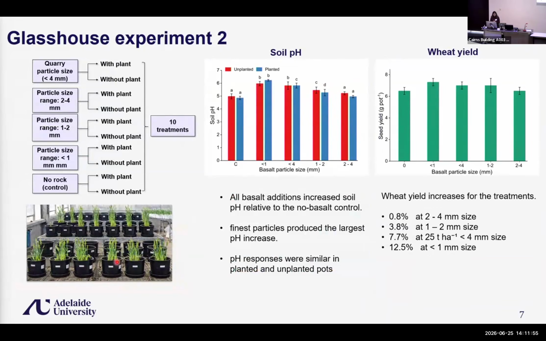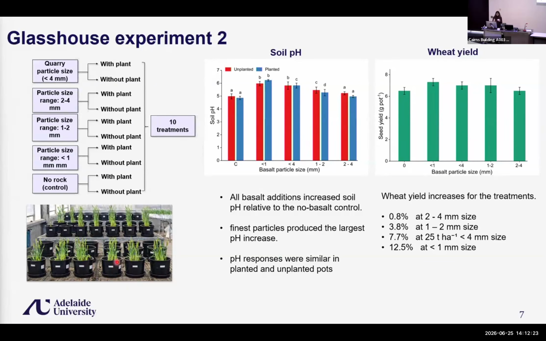So the first size I used was less than 4 millimeter, which was the particles I got from the quarry. This is the fine fraction which I obtained from the quarry, and it's a byproduct and very cheap. So they practically don't have a particular use for them in the quarry. And then I sieved it to different particle sizes, which are between 2 to 4, 1 to 2 millimeter, and the finest fraction, which is less than 1 millimeter.